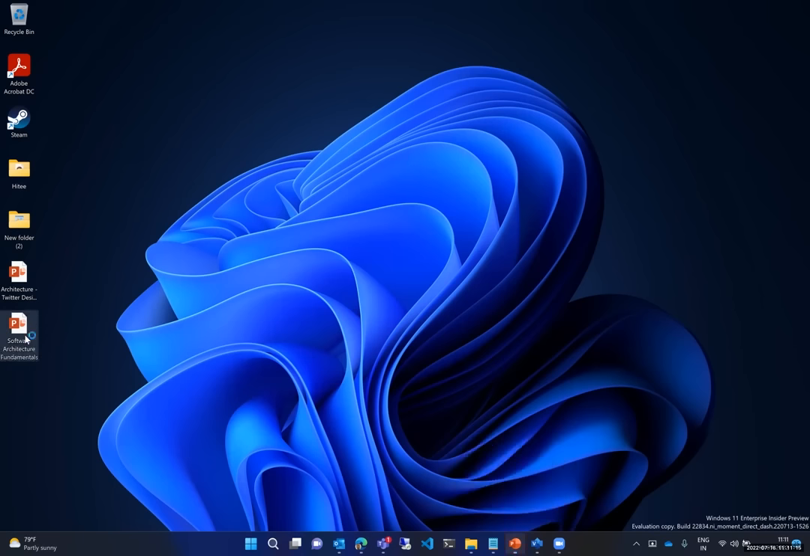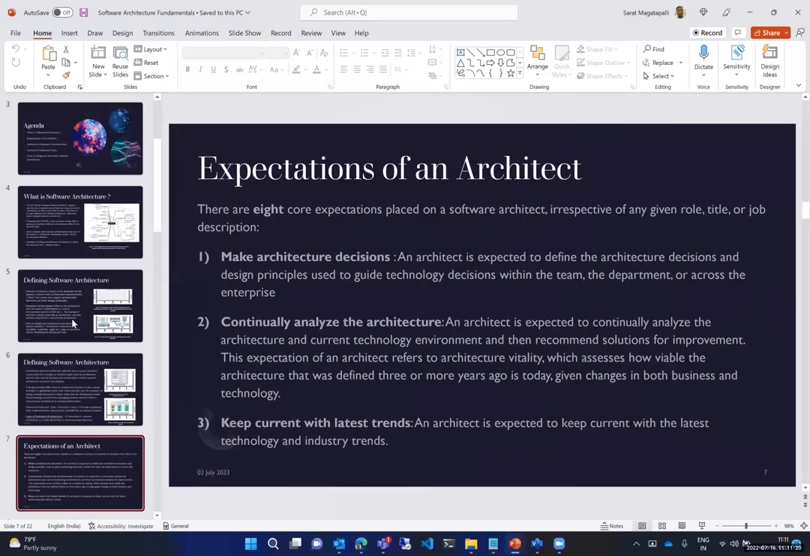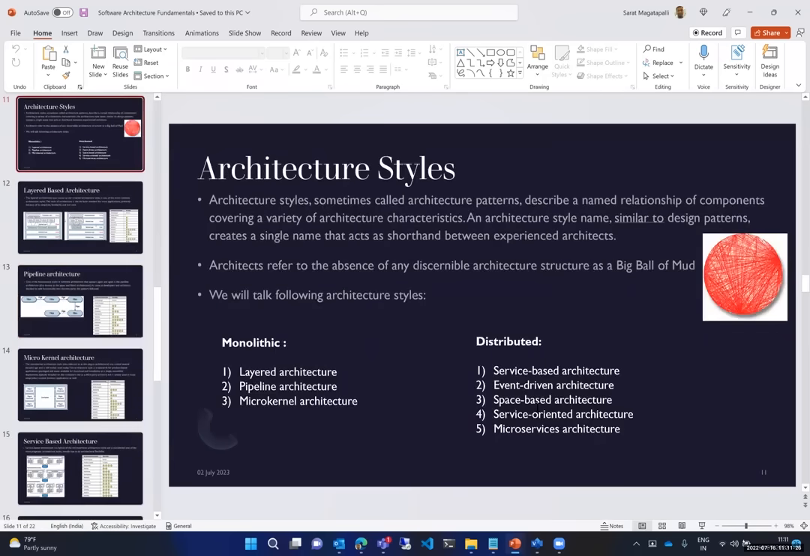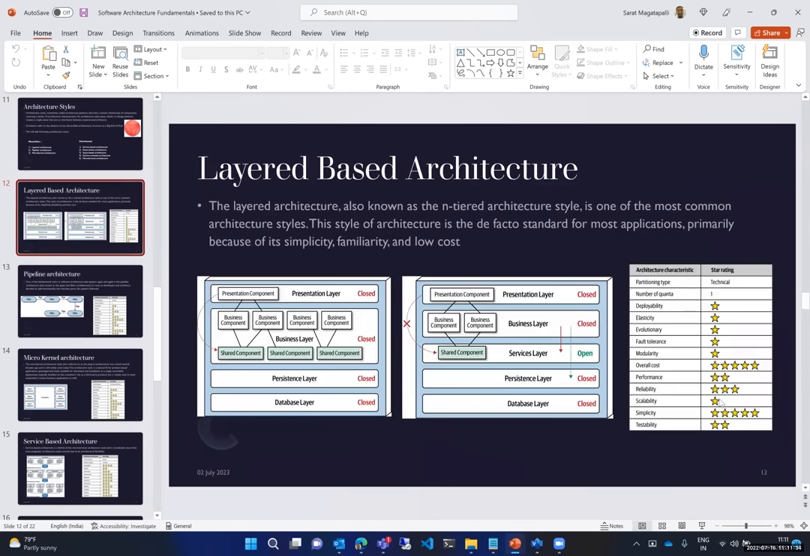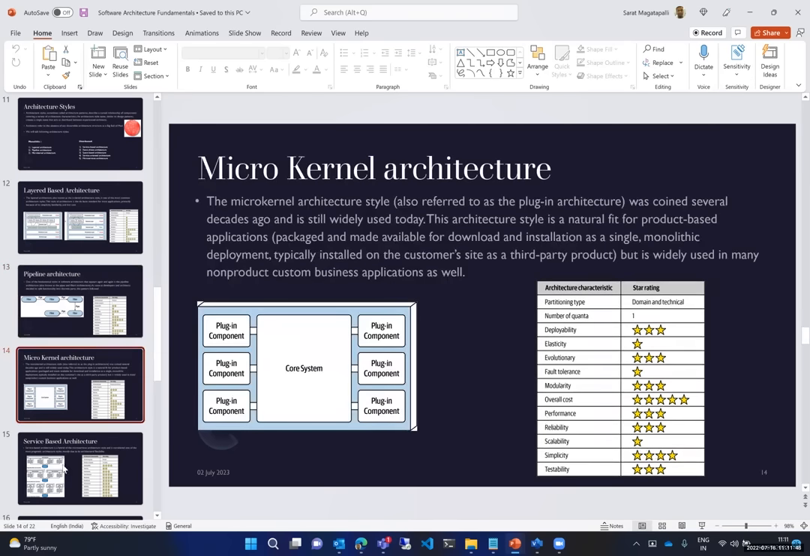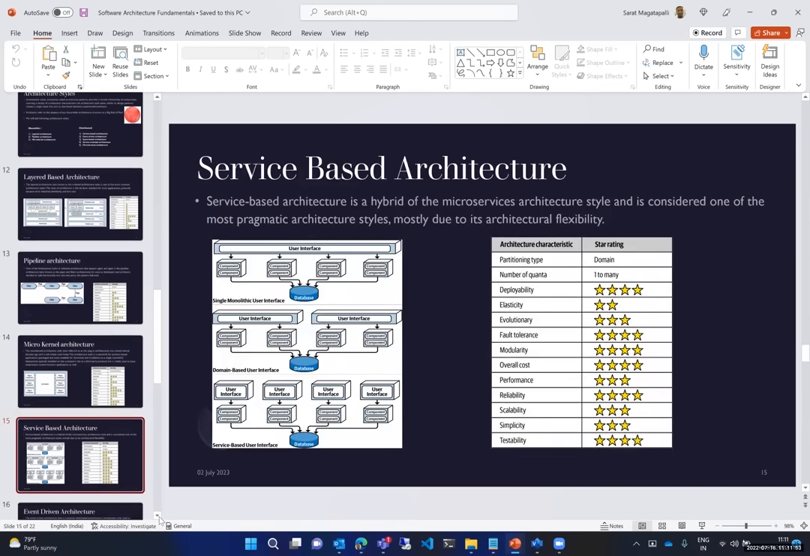So I'll go to my cheat sheet to see which architectural style suits well. These are the prominent architectural styles. Let me check which architecture supports high scalability. Here scalability is low, so this architecture will not work. I'll not go with the layer-based architecture. Pipeline architecture, scalability is low. Microkernel, scalability is low. Service-based is maybe reasonable. Maybe service-based architecture works for me.